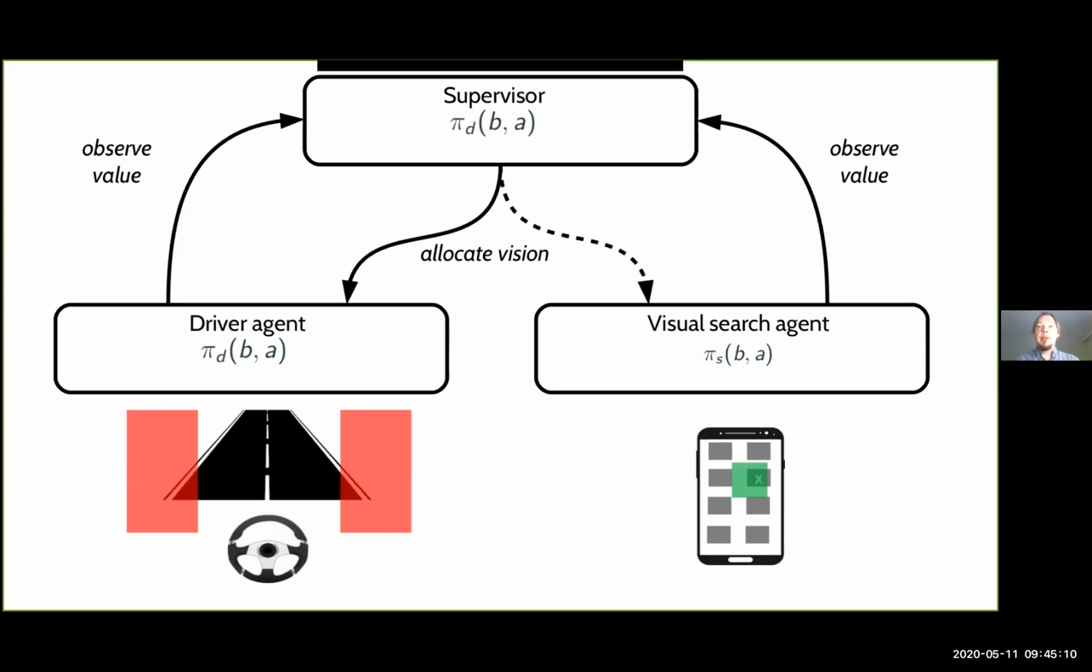We have defined the rewards such that the driver agent will get negative reward from driving outside the lane boundaries, and the visual search agent gets positive reward when it finds the target, and the supervisor gets the sum of these two subtask rewards. So the supervisor's reward is the joint reward of the subtasks. The supervisor learns a control policy, or a meta control policy, where it keeps the car in the road, but it still does visual search.